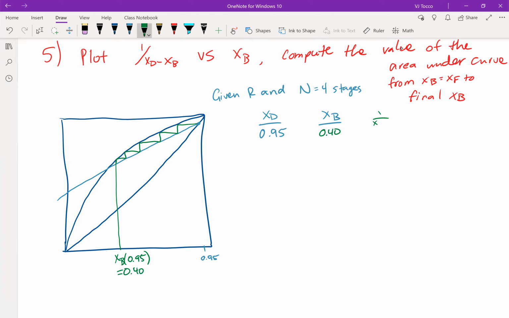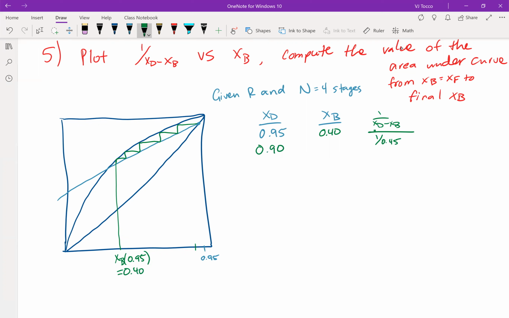So I could then calculate 1 over xd minus xb. So that would be 1 over 0.45. And therefore, I now have a data point, right? On a separate plot, so I'm going to keep doing this for multiple values of xd.